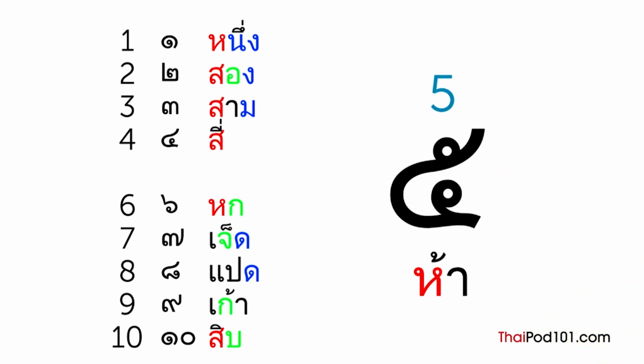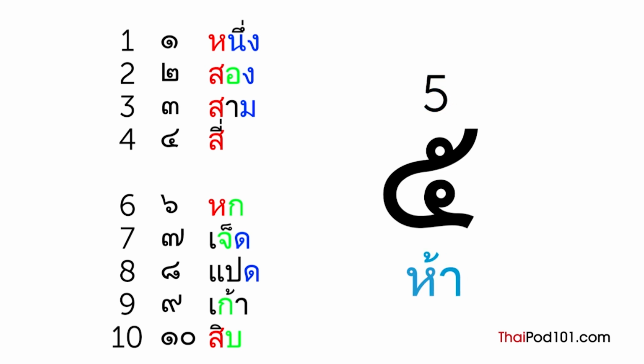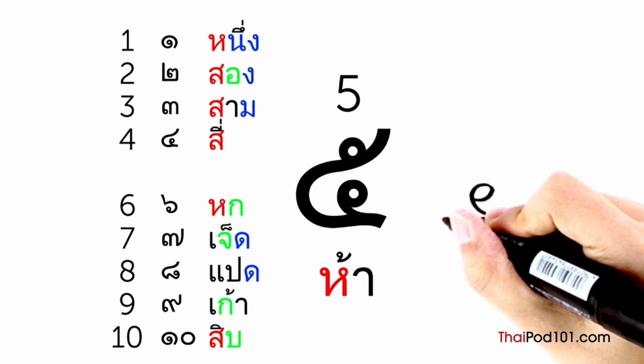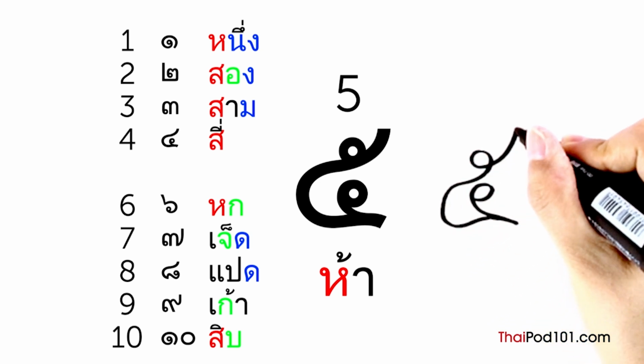And this is the number 5 in Thai. It looks almost the same as the number 4. The only difference is the line has a loop added at the top.